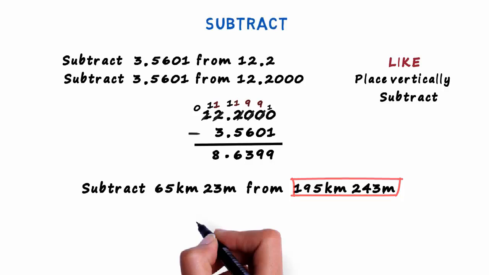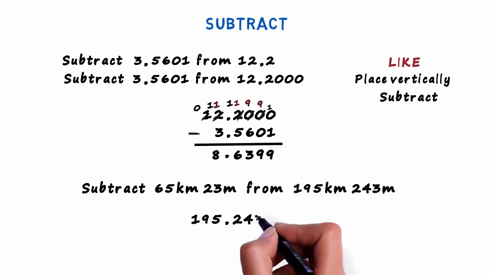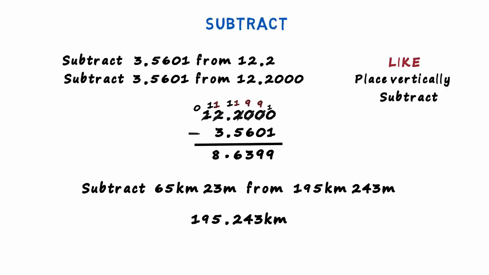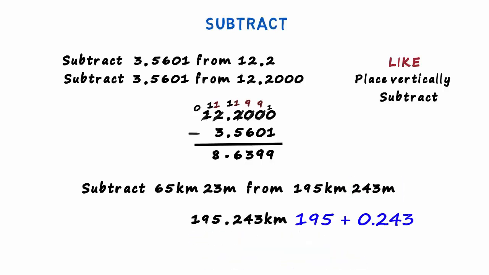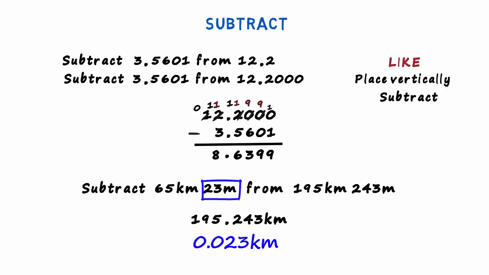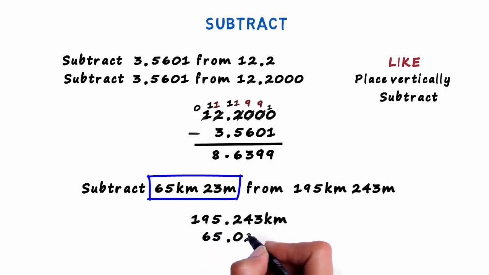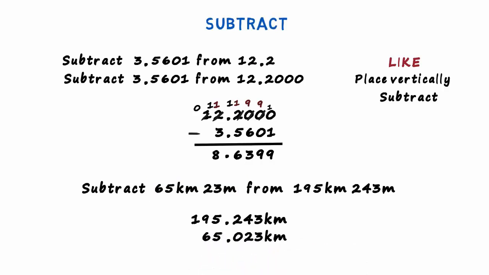This distance can be written as 195.243 kilometers. How did we write this? 1000 meters make up a kilometer, so 243 meters will make up 0.243 kilometers. 195 plus 0.243 gives us 195.243 kilometers. And as 23 meters is 0.023 kilometers, we write this as 65.023 kilometers. To get the difference, we just have to subtract these two.